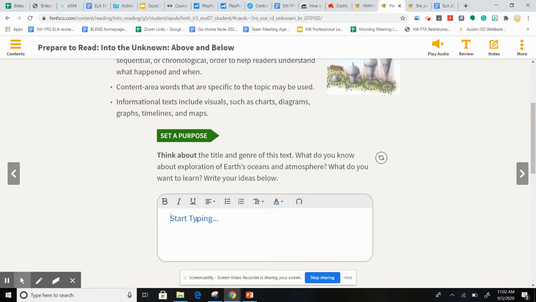So, Picard, or an explorer, is going somewhere new, and they don't know what's out there.